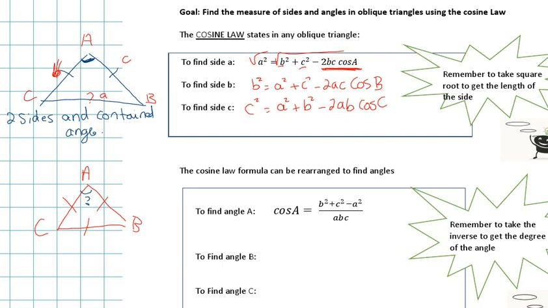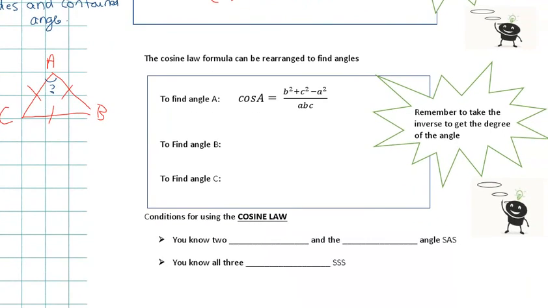So, cosine A equals B squared plus C squared minus A squared, divided by, that should say 2BC, not ABC. So that should say right here, exactly, that should say 2. Divided by 2BC.